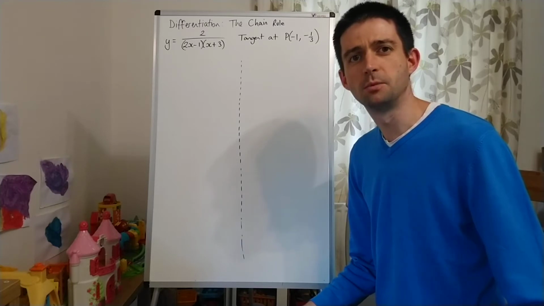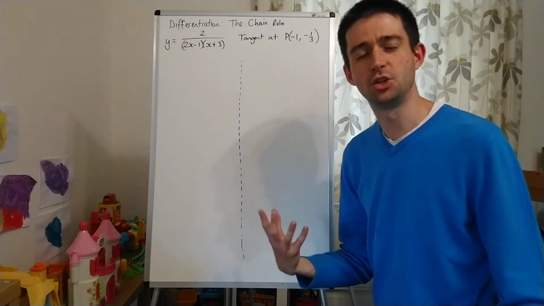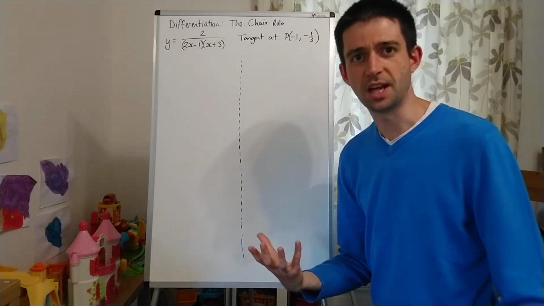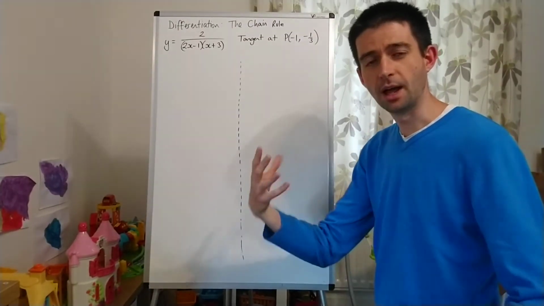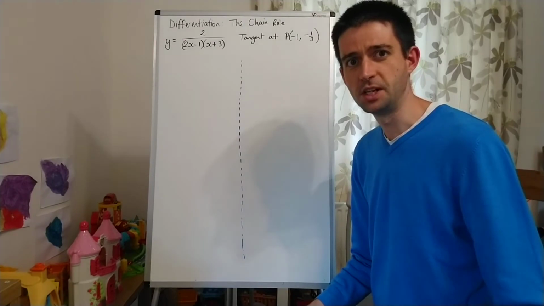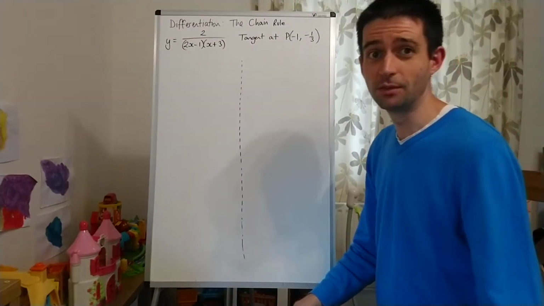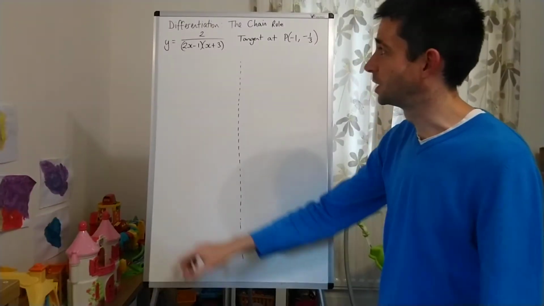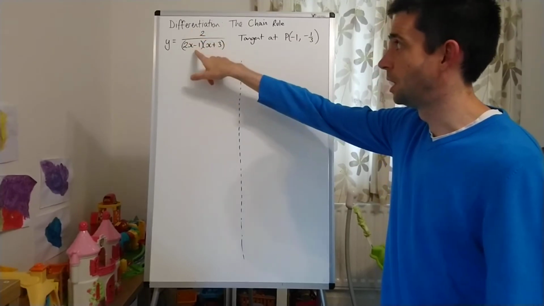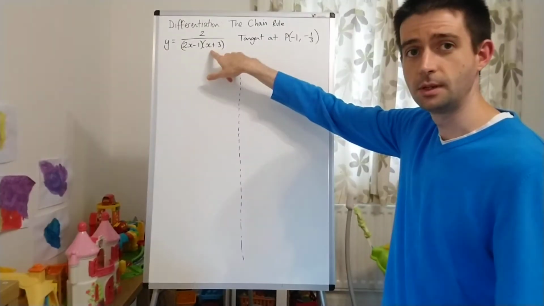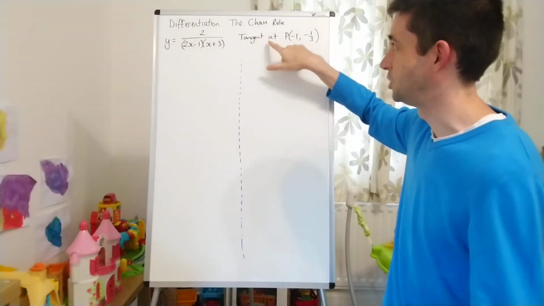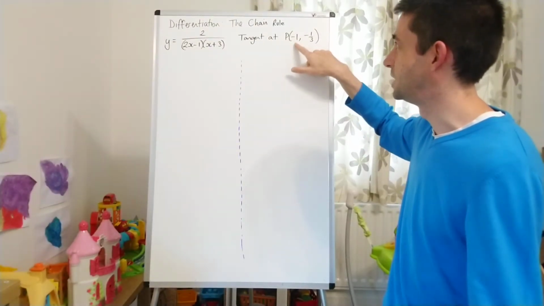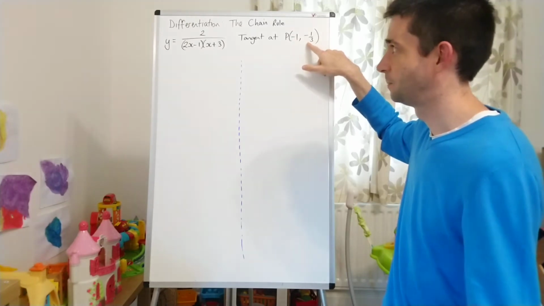And in this video, I'm just going to be going through an example of an application of the chain rule where we go on to find the tangent. You'll have seen the full question in the little screen at the start of this video. So I've just jotted down the key information that the equation of the curve is y equals 2 over (2x minus 1)(x plus 3), and that we're being asked to find the equation of the tangent at the point P, which is (-1, -1/3).